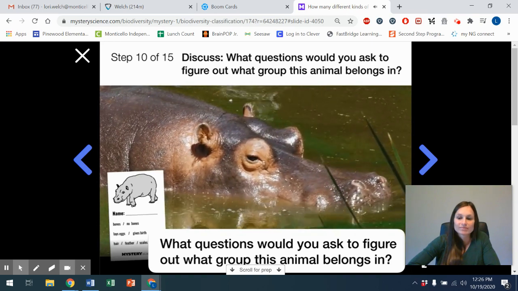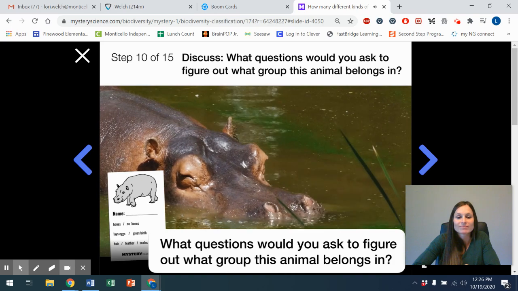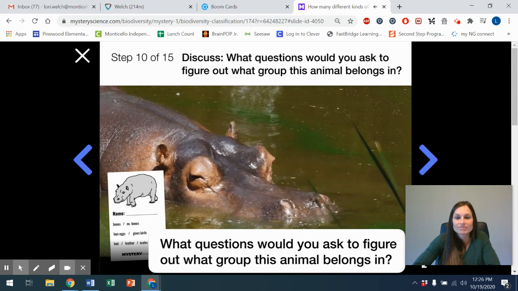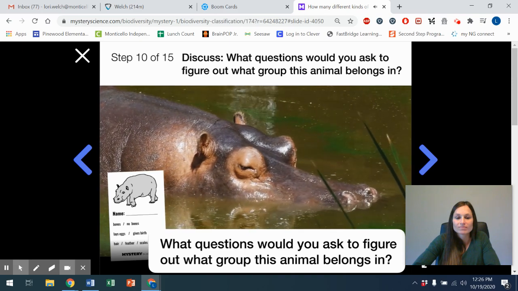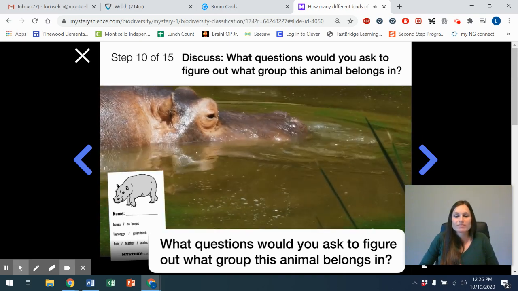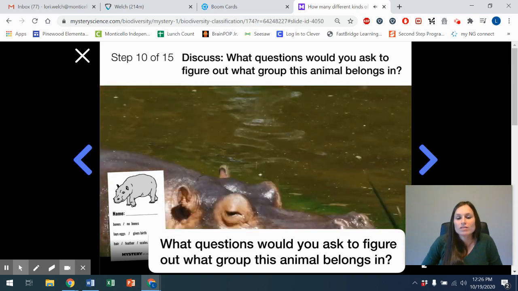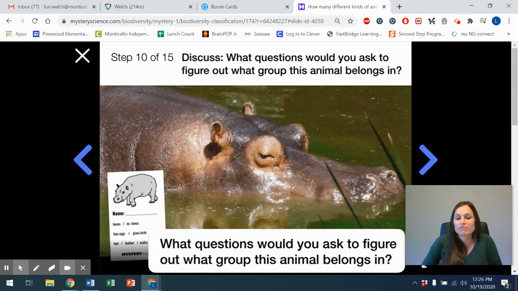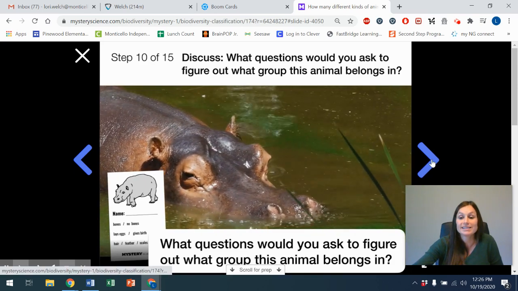Now imagine you're the first person to ever see this animal. I'm sure you know what this animal is called, but how could you figure out which group it belongs in? What questions would you ask to figure out what group this animal belongs in? When you're ready for some clues, go to the next slide. What do you think? What questions could you ask to figure out what group this animal belongs in? Let's see.